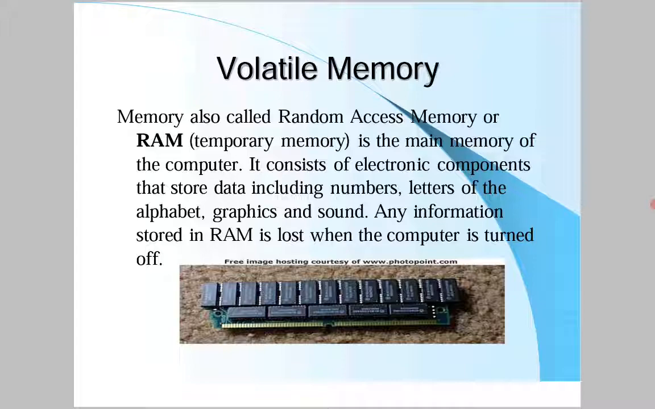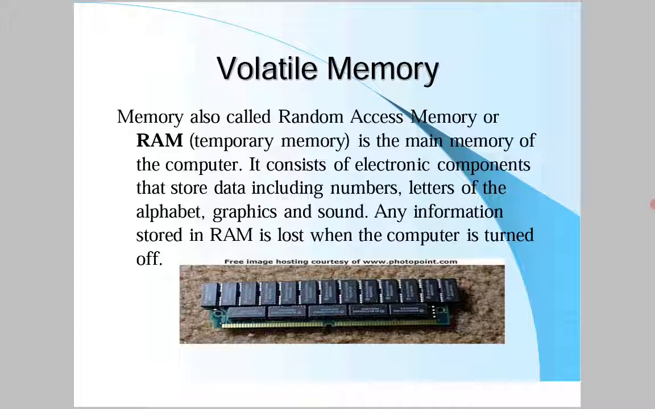It consists of electronic components that store data, including numbers, letters of the alphabet, graphics and sound. Any information stored in RAM is lost when the computer is turned off. So RAM is the main memory, or the primary memory, of a computer system. It is also called a volatile memory.